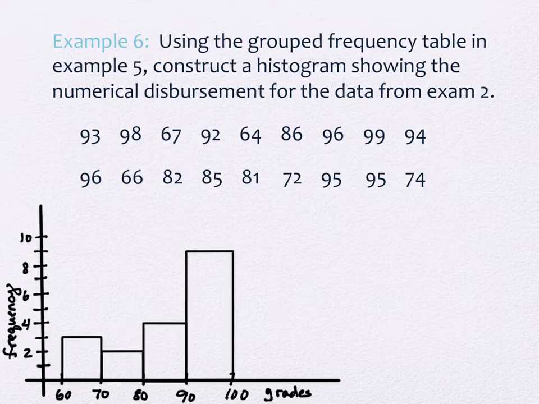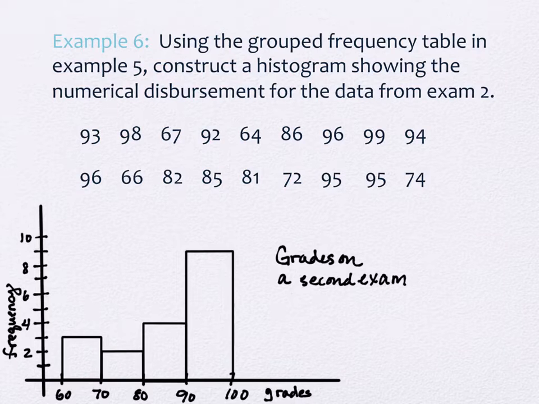And then our entire picture needs a title, just like the rest of them that we've done. So these are actually grades on or from a second exam. And it's called a histogram.